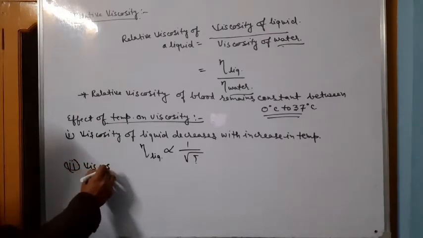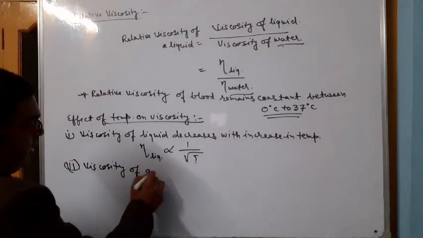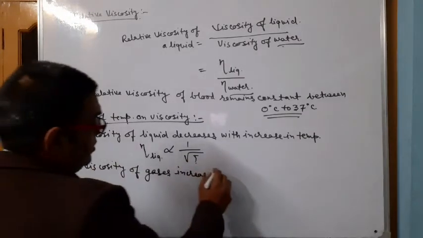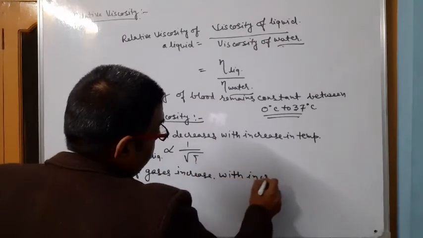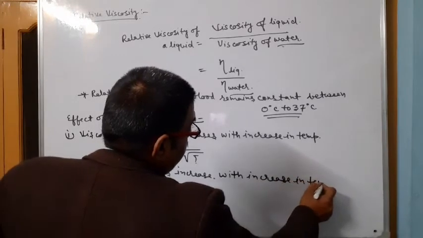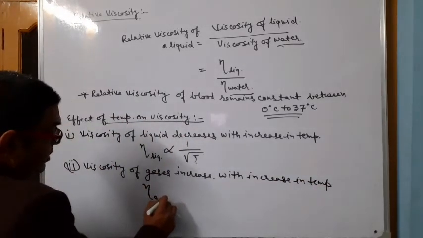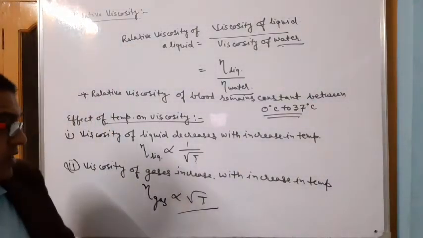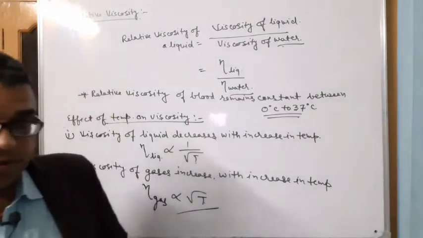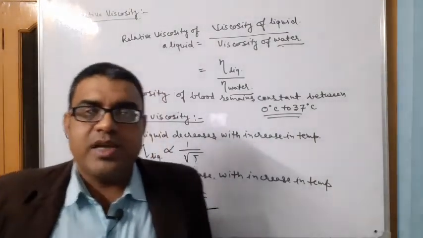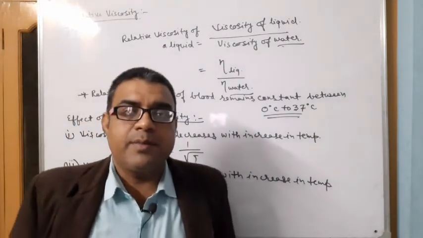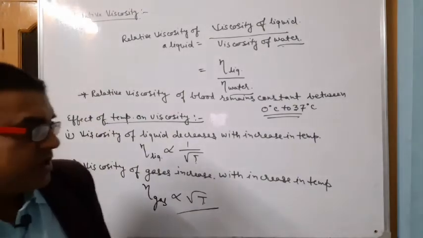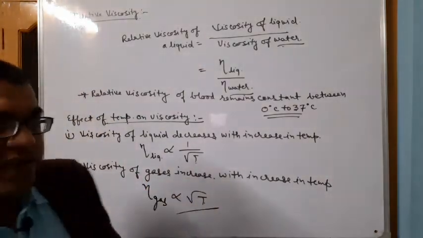And the second thing is viscosity of gases increases with increase in temperature, that is, viscosity of gas is directly proportional to under root T. As the temperature is increased, the viscosity of gas is increased, because in case of gases, the gas molecules are in random motion, and with increase in temperature, the kinetic energy of gases is increased, due to which the random motion increases, and so the viscosity of gases increases with temperature.